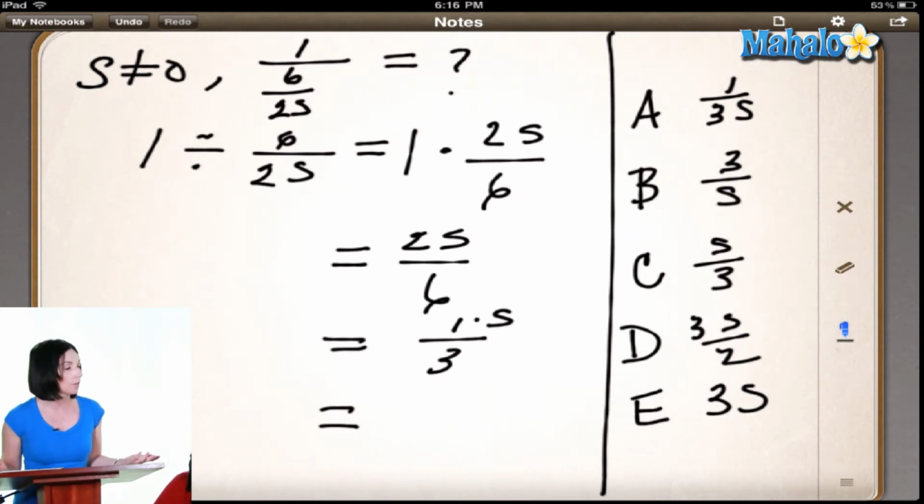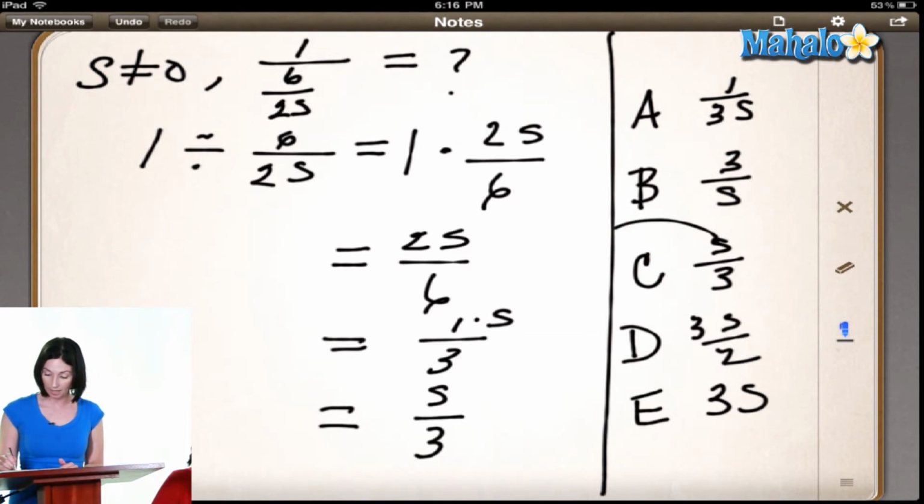Now, what's another way of writing 1 times s? What is 1 times s? S. So 1 over 3 times s is the same as just s over 3, right? And is that one of our answers? Yes, it's answer C.